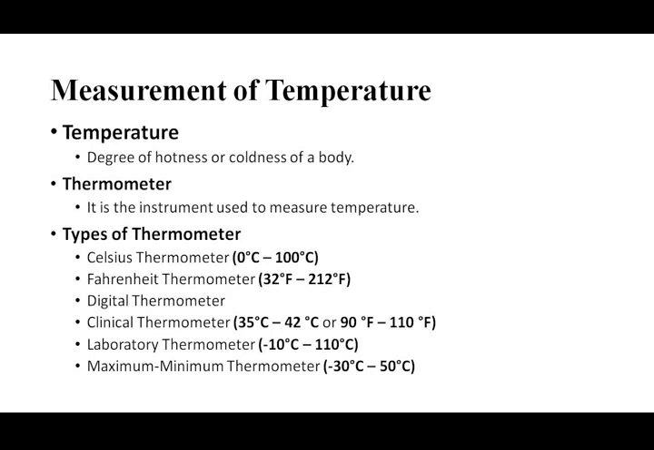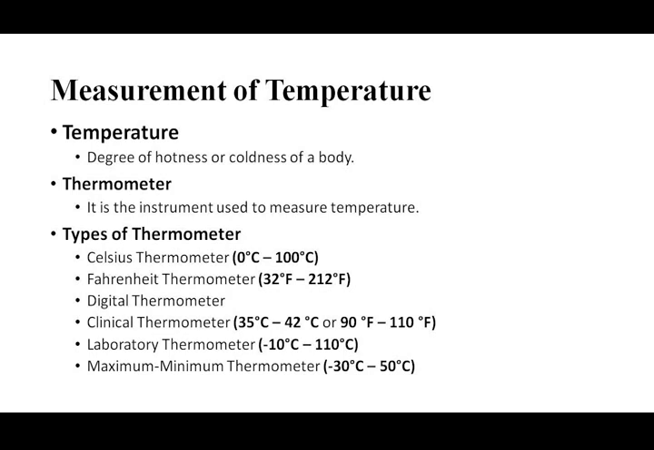Clinical thermometer is what the doctors use. It ranges from 35 degrees Celsius to 42 degrees Celsius, or 90 degrees Fahrenheit to 110 degrees Fahrenheit. And that's the range of a human body's temperature. Okay, if it goes below 35 degrees Celsius or 90 degrees Fahrenheit, then you might get into hypothermia. And if it goes beyond 42 degrees Celsius or 110 degrees Fahrenheit, it means you've got a very, very high fever and you're at the risk of melting your brain.